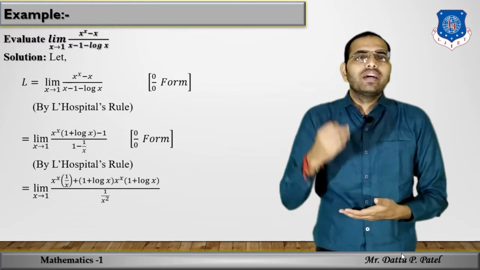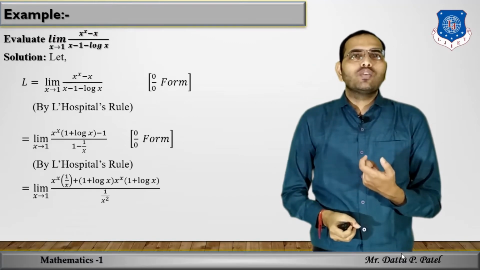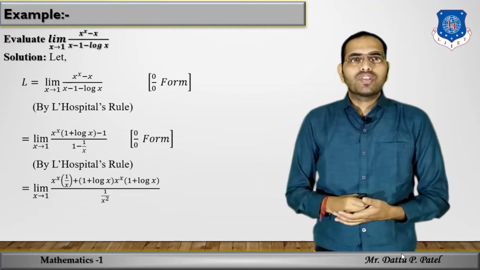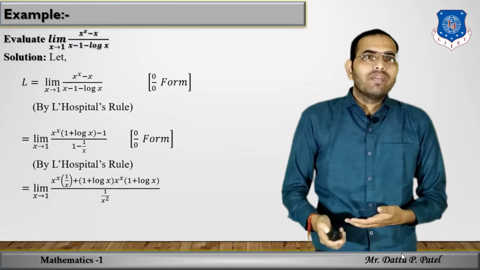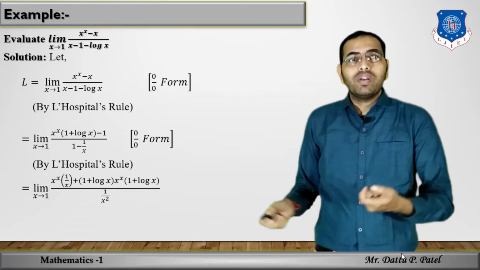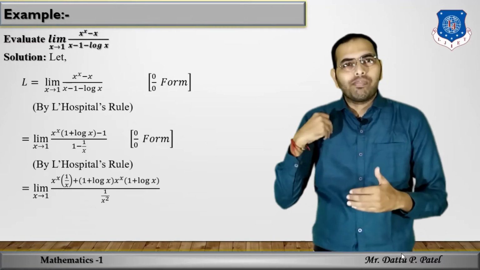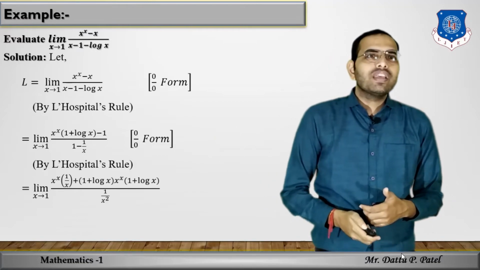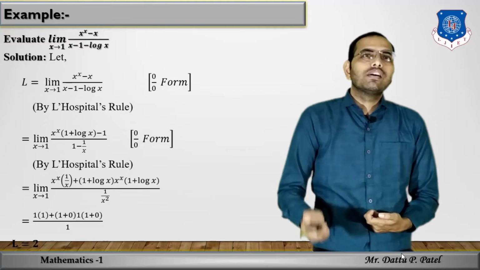Then it becomes x raised to x into 1 upon x plus 1 log x into x raised to x into 1 plus log x. In the denominator, the derivative of 1 upon x is minus 1 upon x square. Now here the denominator must not be equal to 0, so we apply the limit to the numerator and denominator, and after simplifying we get 2, which is finite.